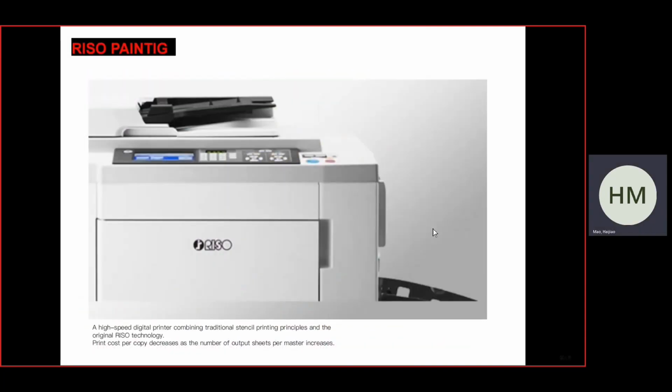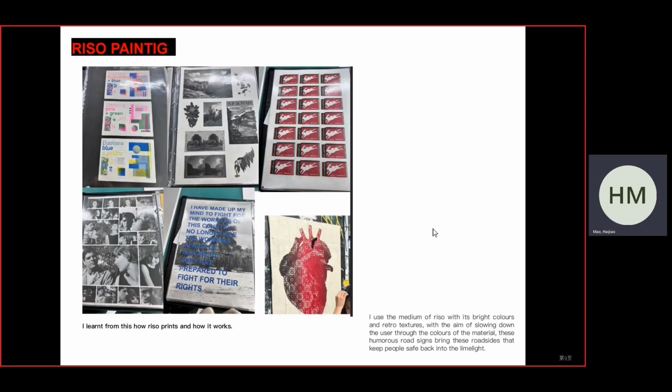And I want to introduce Riso painting. It is a high-speed digital print that combines traditional screen printing and the original Riso technology. Print cost per copy decreases as the number of outputs per master increases. And I learned from this how Riso prints and how it works.